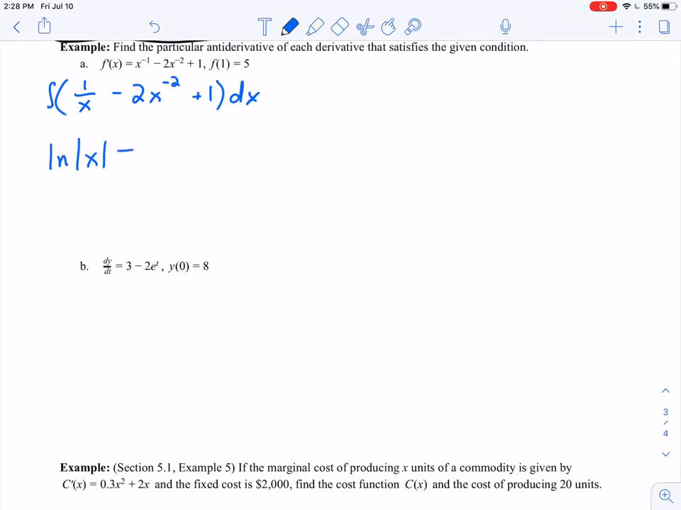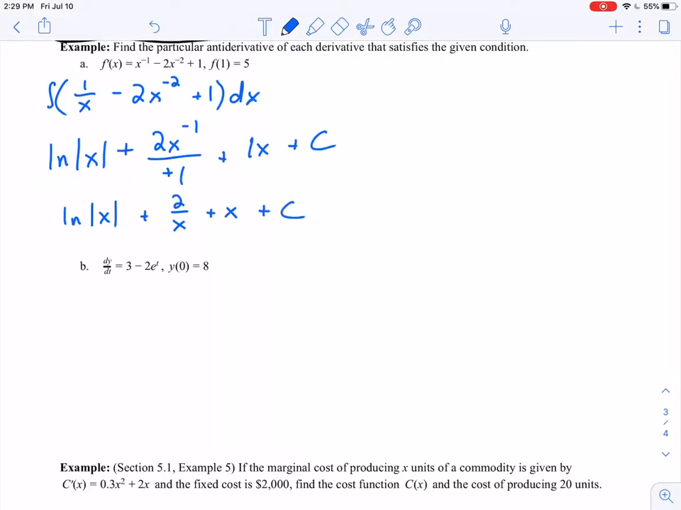minus, okay, let's continue on here. 2x, add 1 to the power should now be negative 1, divided by my new power of negative 1, plus this constant of 1 is just going to pick up a factor of x, so plus 1x plus c. So I'm just going to clean this up a little bit, make it easier to work with. Minus a negative is plus a positive. I'm going to rewrite this negative exponent here. This is really natural log of absolute value of x plus 2 over x plus c.